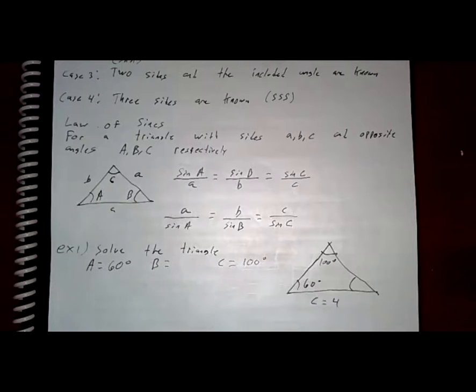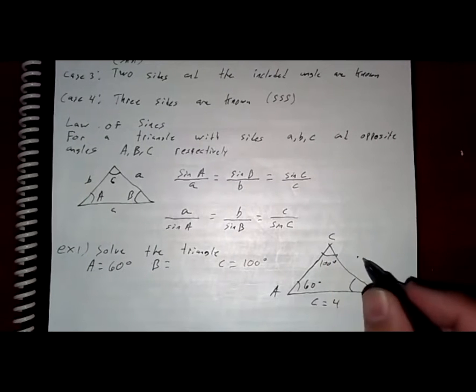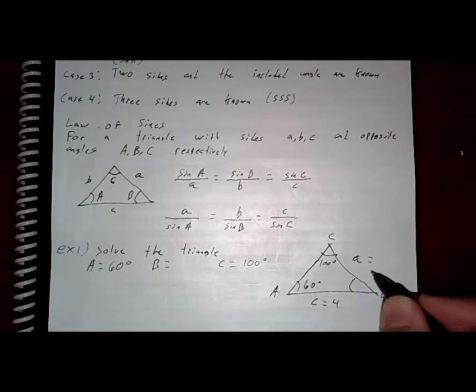Now the sides. I'm going to go ahead and label this because I'm going to confuse myself otherwise. Little a is right there, don't know it. Don't know little b. I do know c to be 4. So we haven't started, we're just writing stuff down.